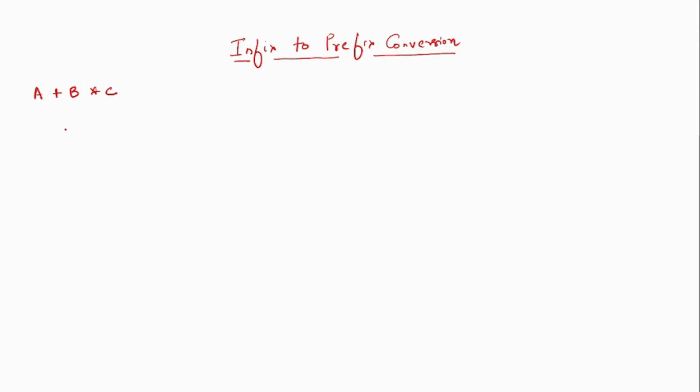First we will take this infix expression, A plus B star C, and I will convert it into a prefix expression using a direct method, and then I will show it using a stack. First I will write down precedence and associativity here, right?